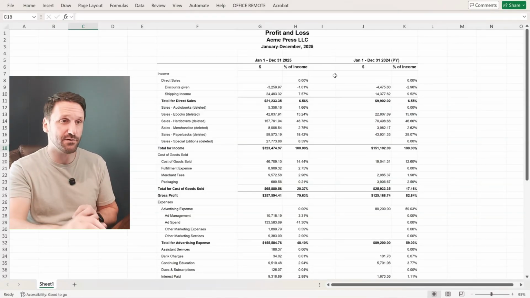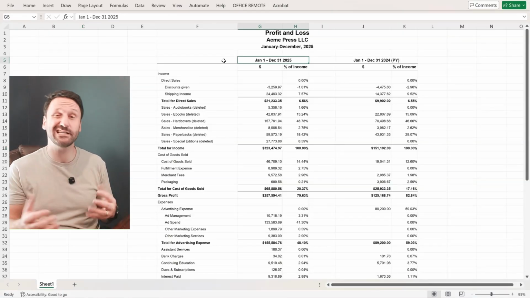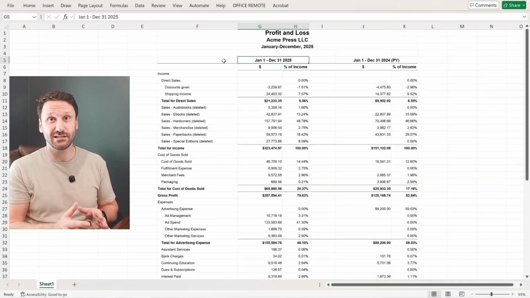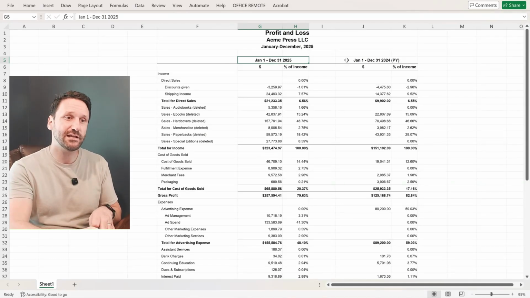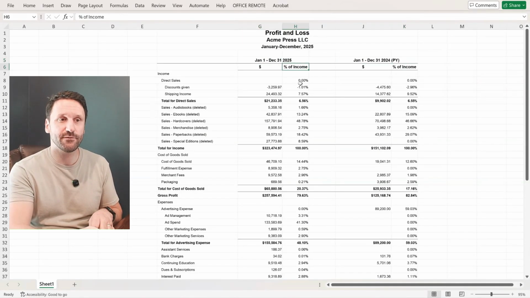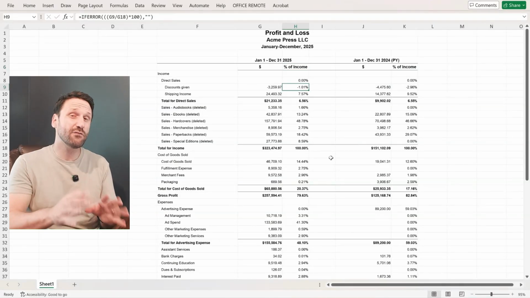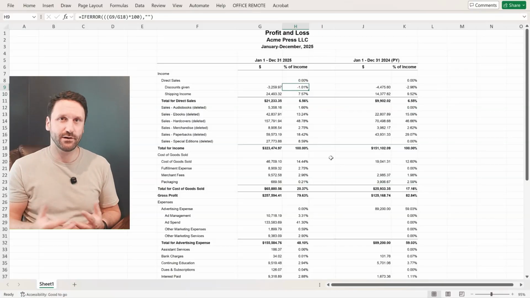A couple of things to notice. I ran it for January through December of 2025. So like I said, a P&L measures activity over a time period. That time period is really important. I also did it compared to the previous year. And I added a column for the percent of income for every one of these line items. And I'm going to go over why that's important in just a second. But first, let's go through what a profit and loss is telling us.